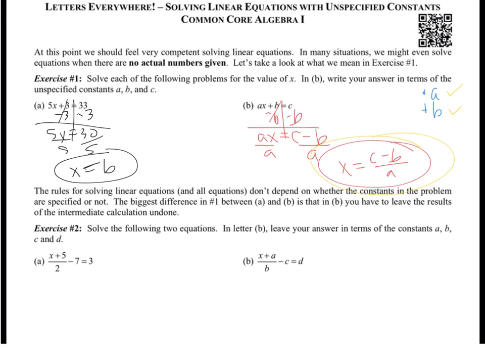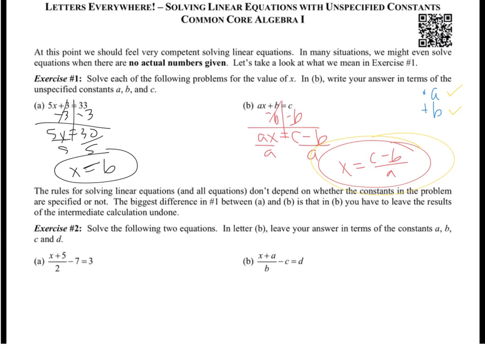All right, the rules for solving linear equations and all equations don't depend on whether the constants in the problem are specified or not. The biggest difference in number 1, the ones we just did between A and B, is that in B you have to leave the results of the intermediate calculation undone, meaning that you're not going to have just a number for your answer.